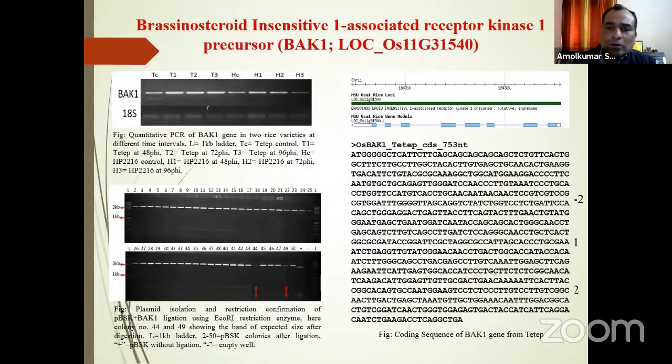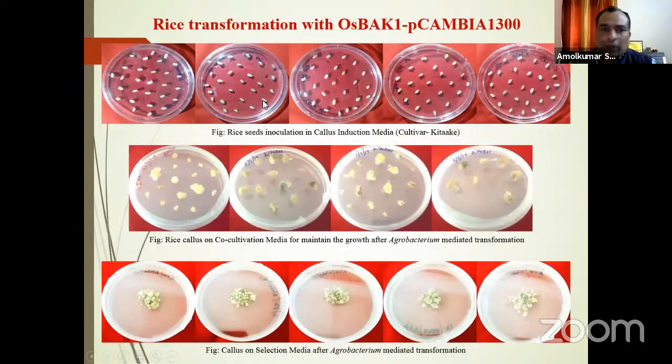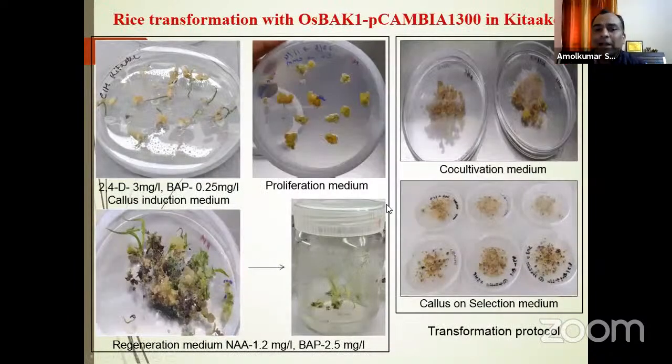We also cloned this particular gene back in a binary vector. We confirmed this binary vector, and we have started rice transformation of this gene in Kitake. Kitake is a very useful rice line, whose life cycle is just 60 days, so within 60 days we can get a complete seed-to-seed cycle. Second, it is photoinsensitive, so in laboratory conditions we can get almost 5 to 6 generations in a year.